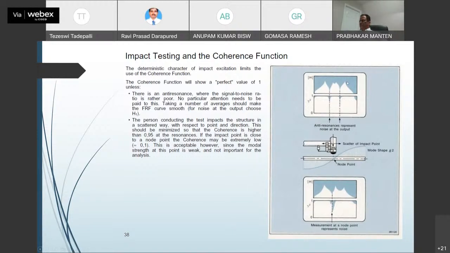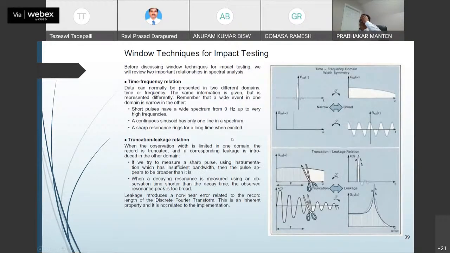What's the value of the coherence? If the impact point is close to a node point, the coherence may be extremely low, 0.1. This is acceptable, however, since the modal strength in this peak is weak and not important for the analysis. So they go together in impact testing.